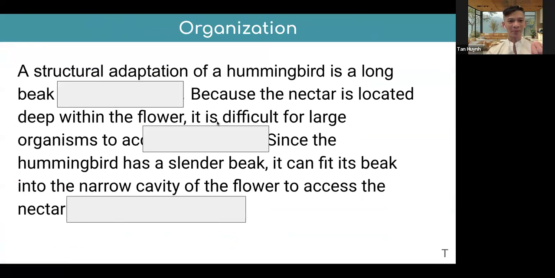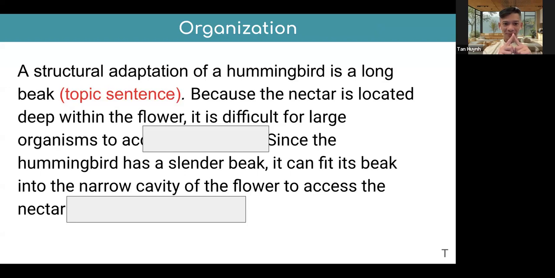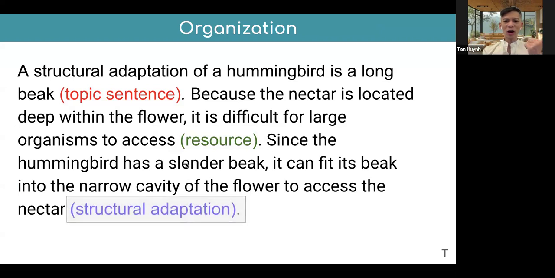my students to write. I kind of already mentioned it, but the first one is the topic sentence. After the topic sentence, because the nectar is deep within the flower, that's talking about the resource. We don't just jump into talking about the beak. The beak is used for something, to get a resource. So we contextualize what the hummingbird wants to have access to. That's the resource. Then the sentence goes, because it wants to have access to nectar, what structural adaptation does it have? It has a beak.